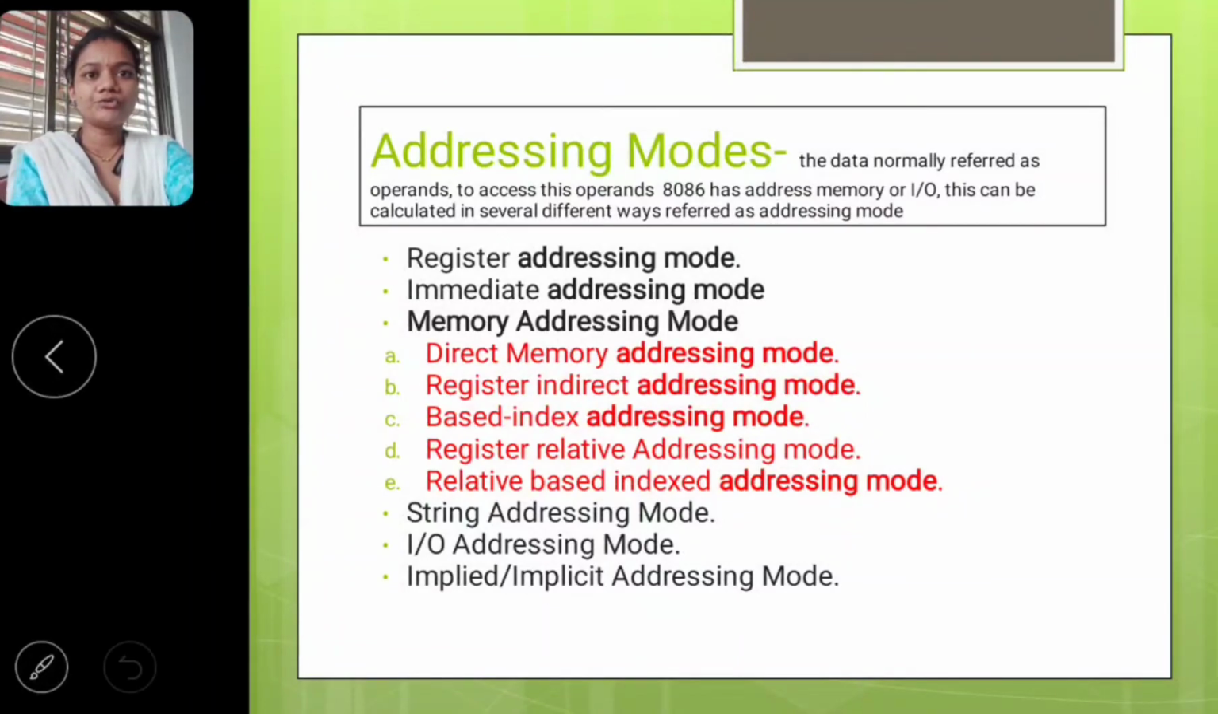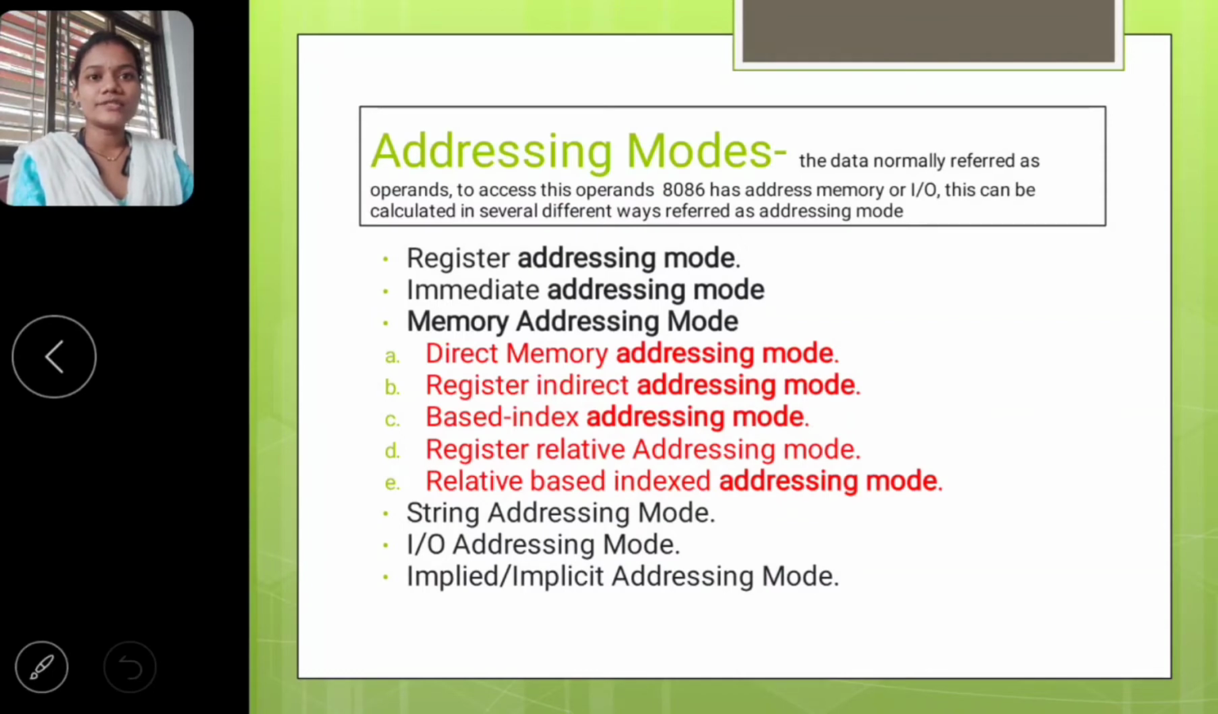So now we are continuing with the addressing modes of 8086 microprocessor. So addressing modes means what? The data, normally referred to as an operand. To access these operands, 8086 has to address memory or IO. This can be accessed in several different ways, or we can call it an addressing mode.